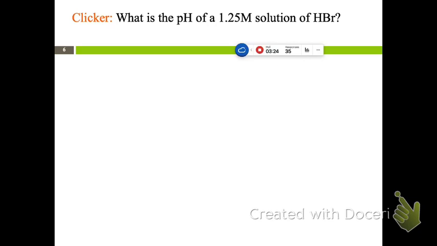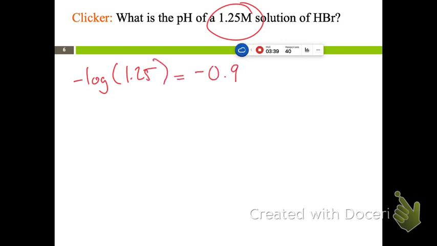Okay. So here's a little bit of a tricky problem. Did anyone find what the problem was? It was what? Negative. Okay, so let me expand maybe on what you're saying. Okay, we got a molarity. We're going to do negative log 1.25 equals negative 0.909.